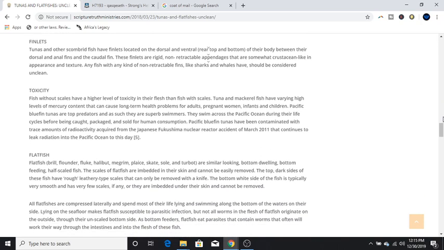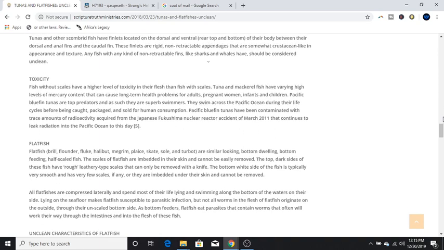Finlets. Tunas and other scombrid fish have finlets located on the dorsal and ventral rear, top and bottom of their body, between their dorsal and anal fins and the caudal fin. These finlets are rigid, non-retractable appendages that are somewhat crustacean-like in appearance and texture. Any fish with any kind of non-retractable fins, like sharks and whales, should be considered unclean.